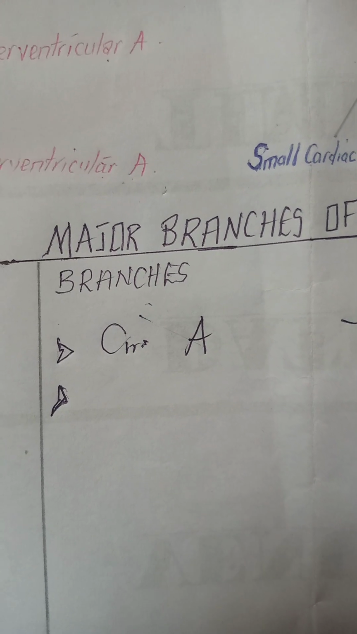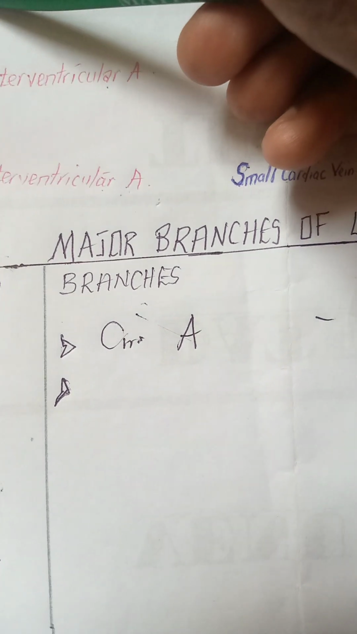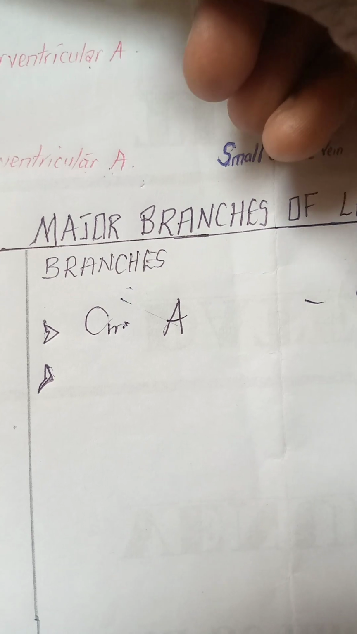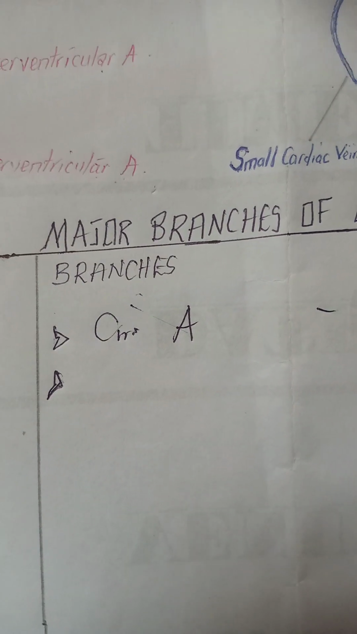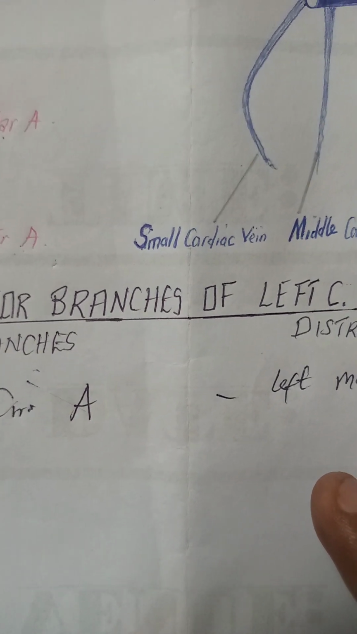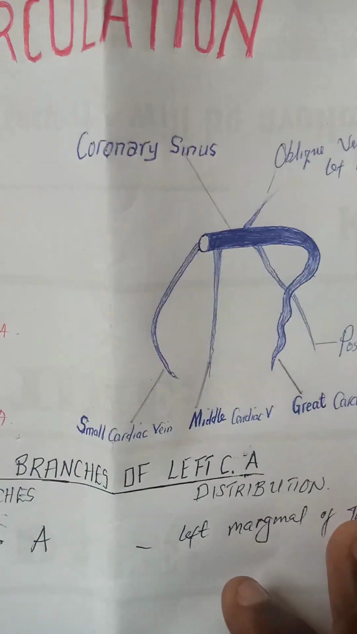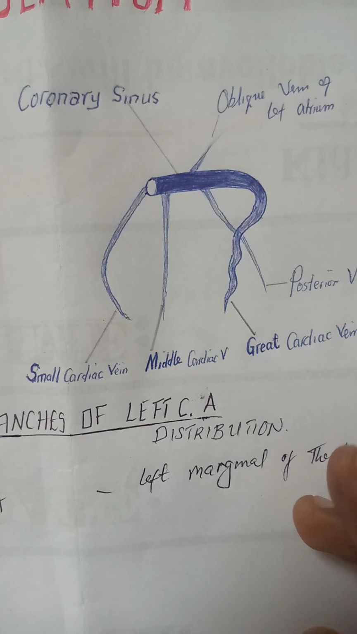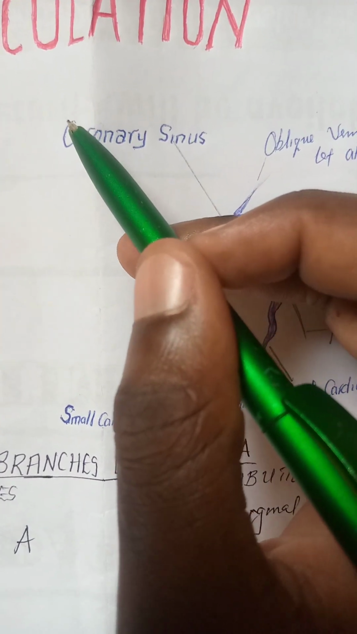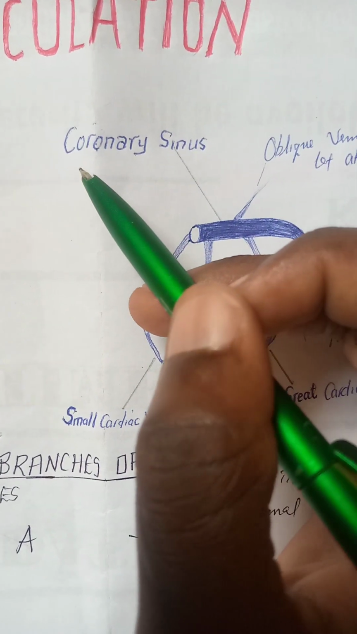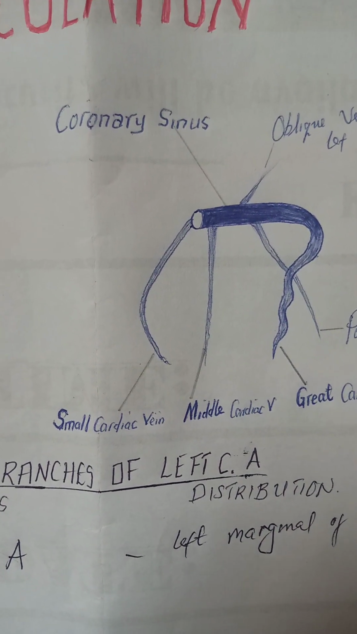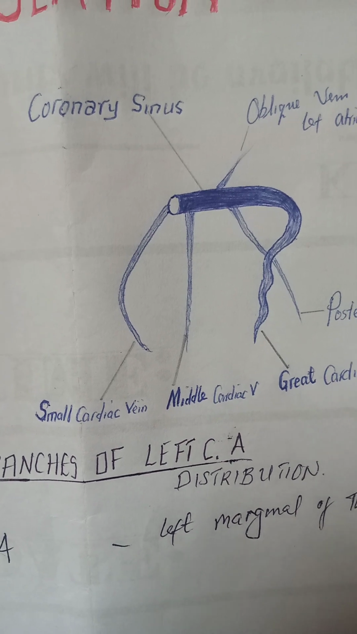Then the last one is the diagonal artery. The diagonal artery basically arises directly from the trunk of the left coronary artery. Okay, so enough of the branches. We go to the venous drainage. When you talk about the venous drainage of the heart, basically we are talking about this big vein here, which is called the coronary sinus. The coronary sinus is also called the principal vein of the heart.